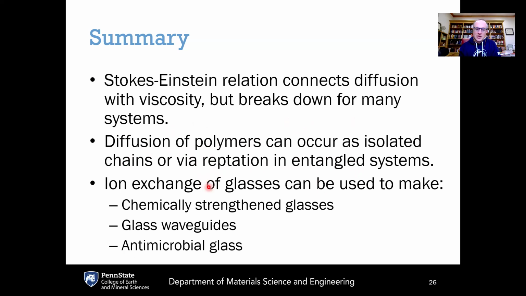And then we covered ion exchange of glasses. We were using a solution from chapter 4 of the book to get the concentration profile of the larger potassium species going into the glass. This is useful for getting chemically strengthened glasses. If you ion exchange in silver, you can increase the refractive index to get glass waveguides or antimicrobial glasses. And in fact, if you diffuse in both silver and potassium, you can get chemically strengthened antimicrobial glasses. And that is commercialized as antimicrobial Gorilla Glass products.